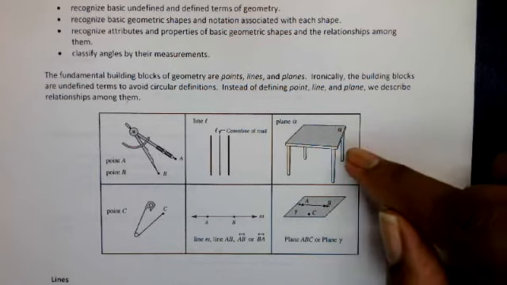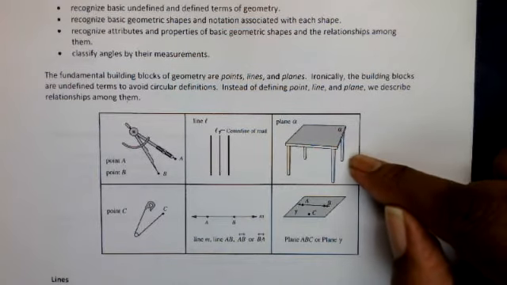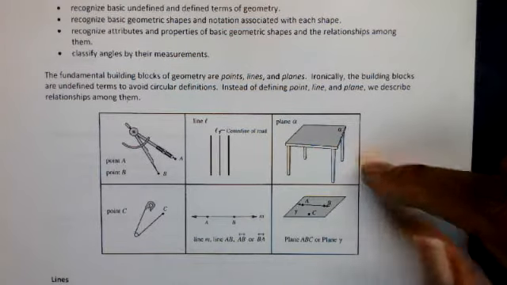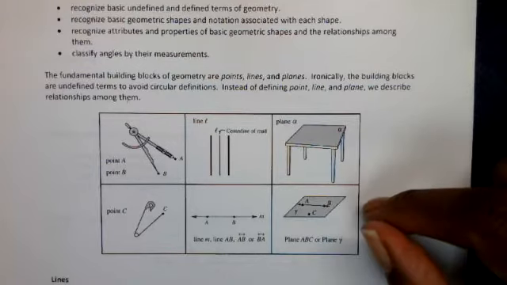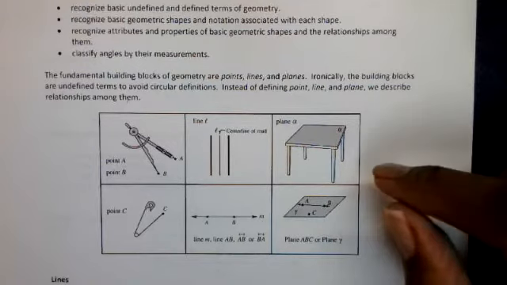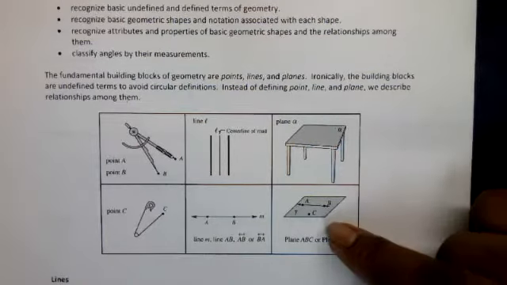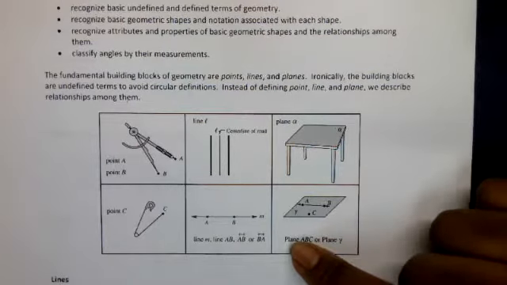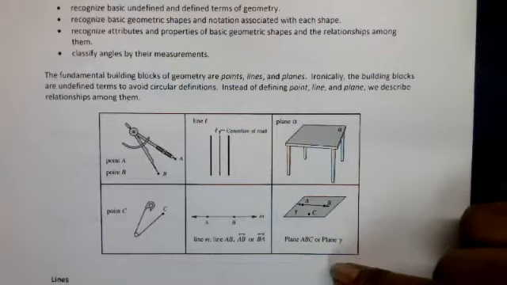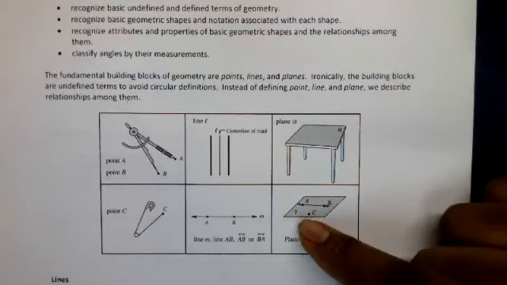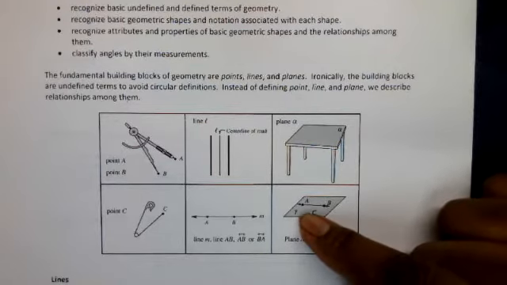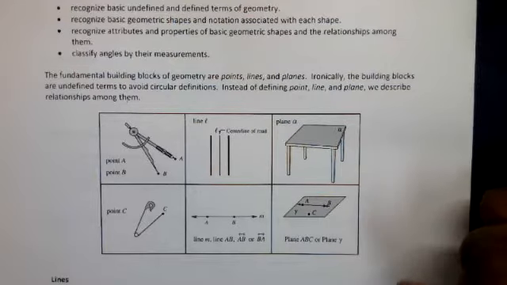And also the third undefined term is a plane. Usually a plane is represented as a flat surface. Okay, and it goes on and on and on without end as well. So here we can label a plane as plane ABC, or just plane with the Greek letter symbol gamma.